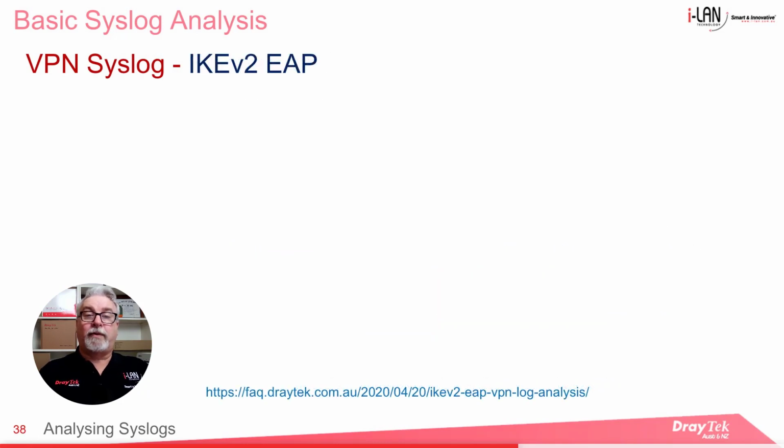With more people working from home using IKEv2 EAP for VPN connections, it helps to understand the IKEv2 EAP creation process and the logs to troubleshoot any issues. I'll quickly go through an example of the creation process and look at corresponding syslog entries. More details are available in the application note at the link shown at the bottom of this slide here, which you'll find in the description below.